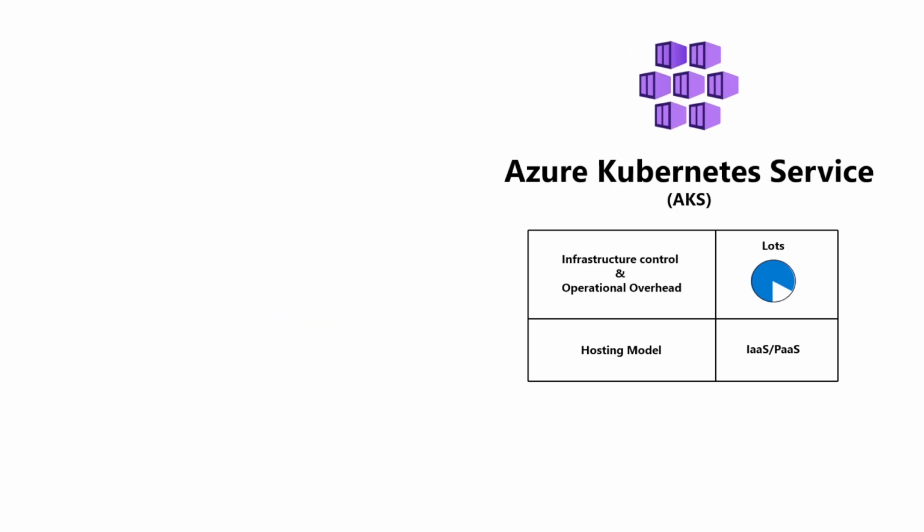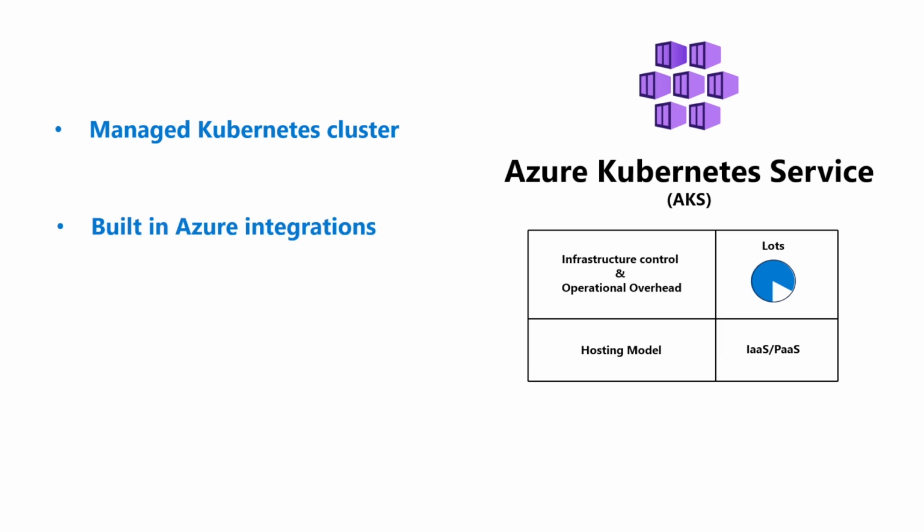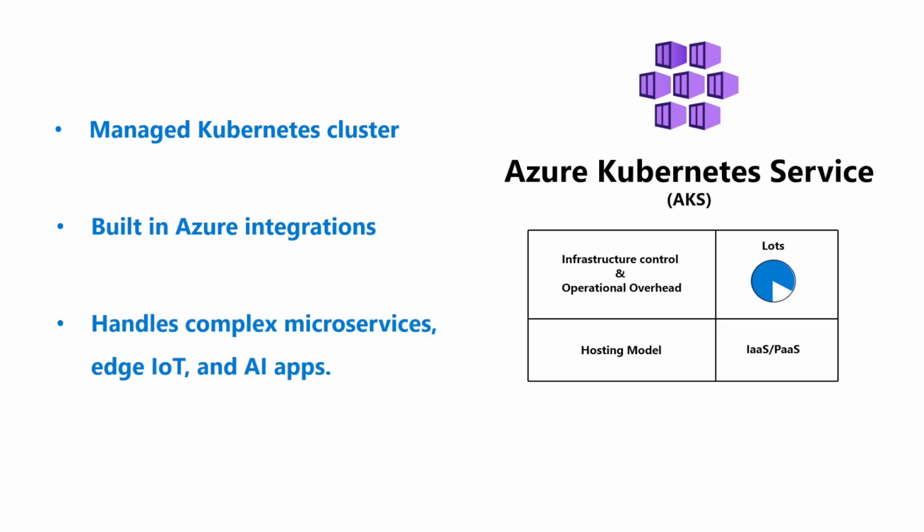Kubernetes is a container orchestration tool that is both powerful and complex. And with Azure Kubernetes Service, you can create a managed Kubernetes cluster in just a few clicks, which is super helpful because creating a cluster on your own would be both complex and time-consuming. AKS has built-in Azure integrations to monitor and upgrade your cluster and make it easy to use in hybrid and multi-cloud environments. AKS is built to handle complex microservices, edge IoT, and AI apps. OpenAI's ChatGPT is an example of an AI app that uses Azure Kubernetes Service.